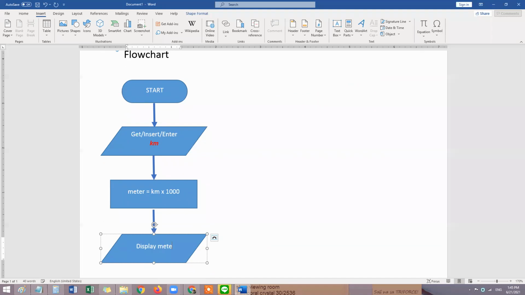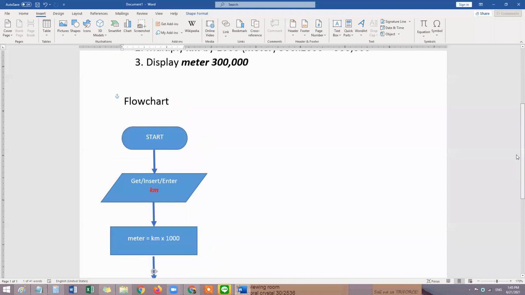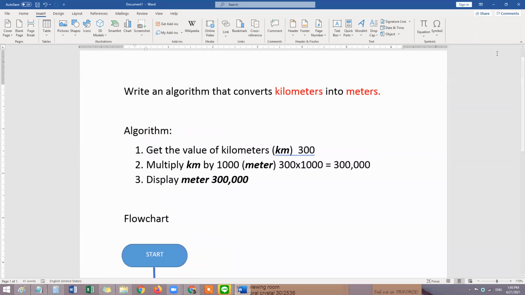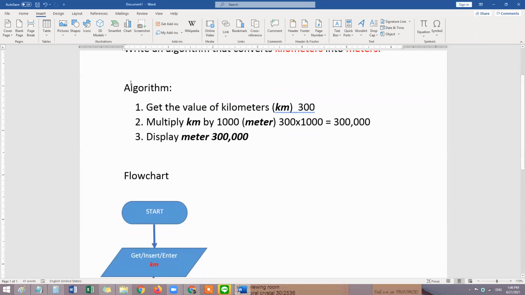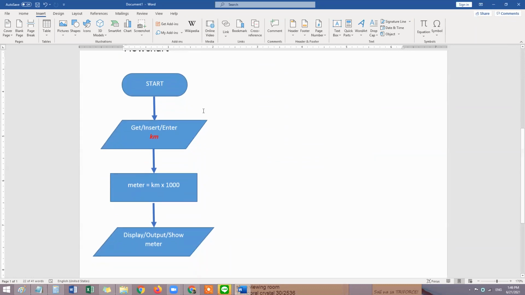Display meter. Very good. So aside from the word display, you can say output or show. They are the same words. But you will only use one word from that. I just gave you an example. So this is a simple algorithm on how to solve the conversion of kilometers to meters. This is the algorithm, and then this is the flowchart.